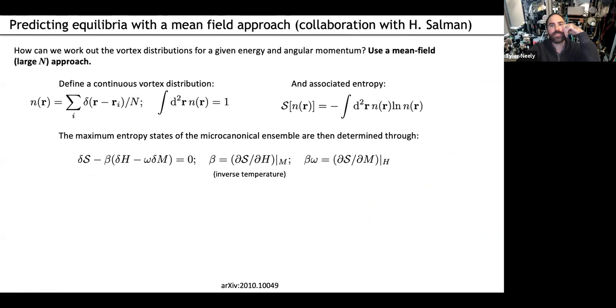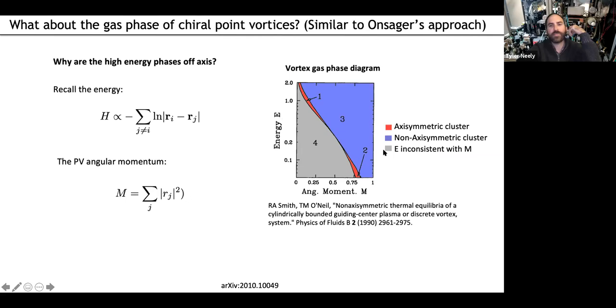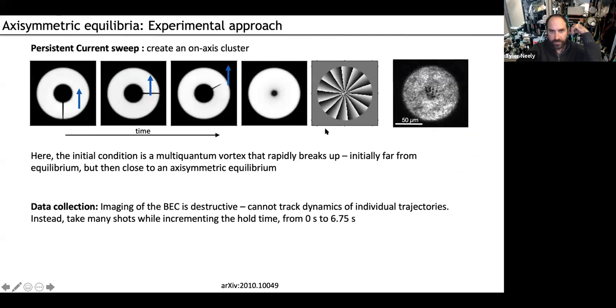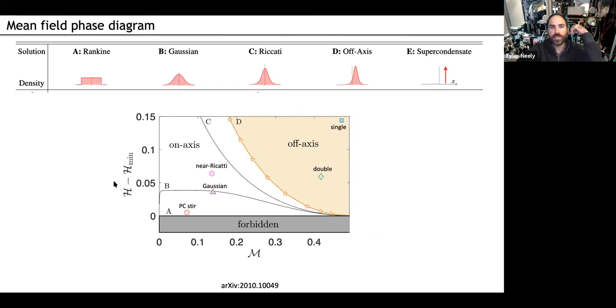Yeah, there we go. So there's this huge region where E is inconsistent with M. So just subtracting off this line effectively, and in the experiment, because of the energy and angular momentum we can access, we're looking at a quadrant region of this phase diagram. But nonetheless, if we plot all these mean field fits, which give us angular momentum and energy for these different configurations, you can see where our different experiments ended up.